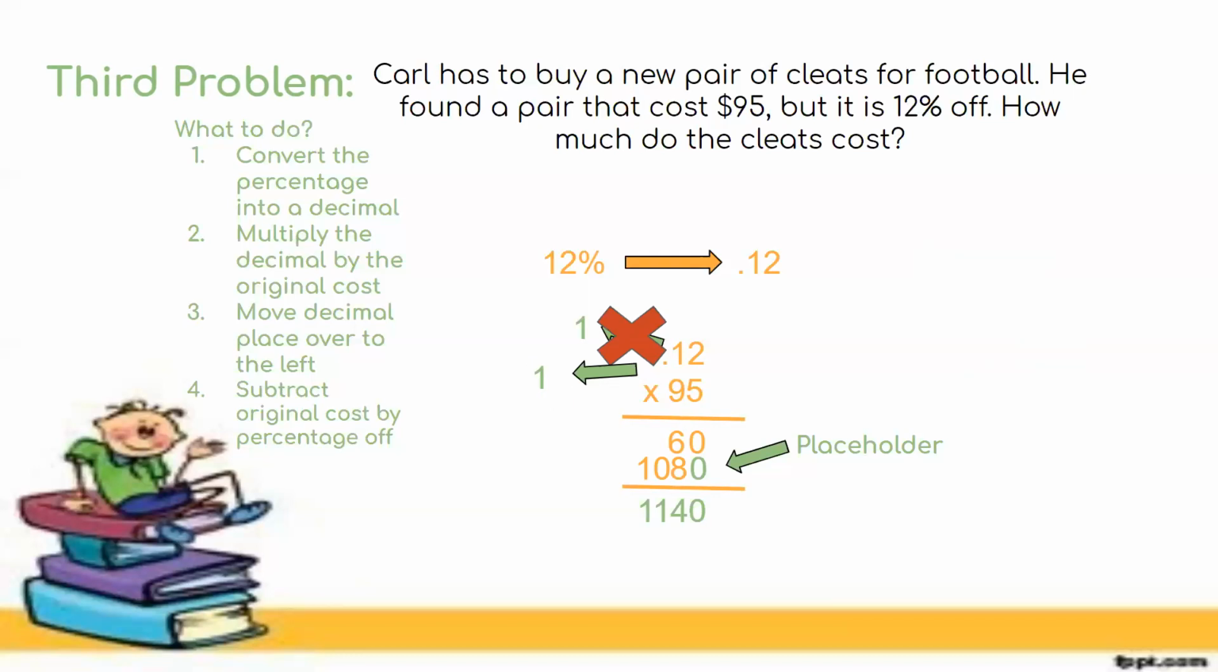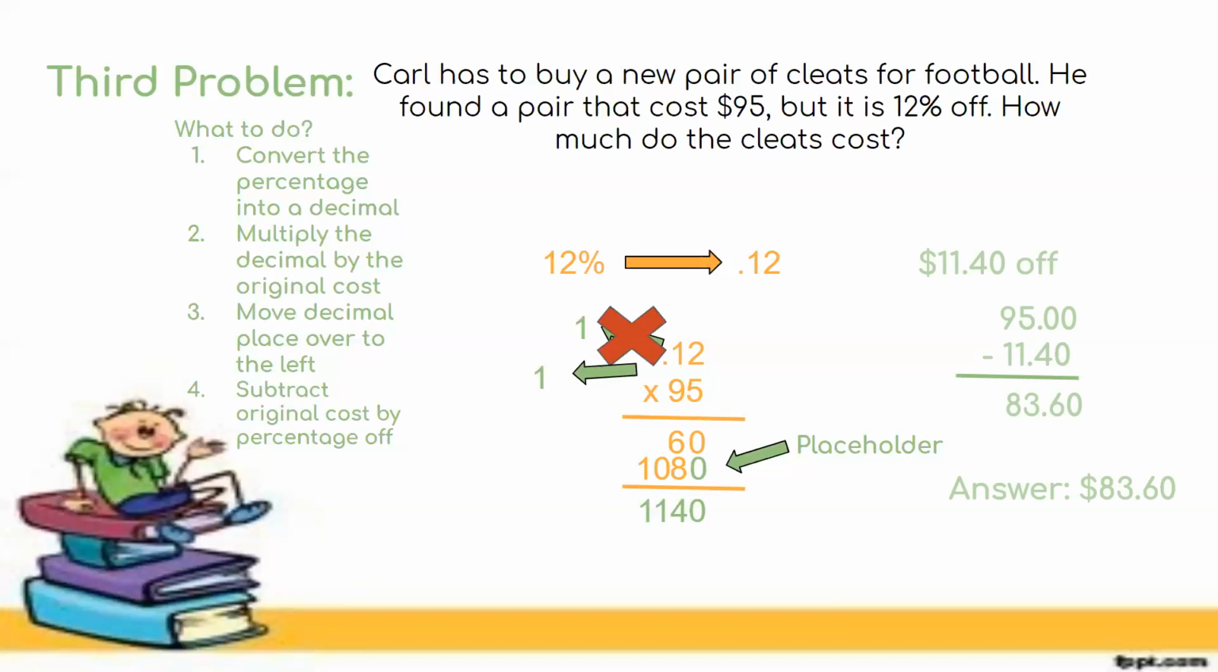You cannot forget about that decimal. If you don't put it in, it will definitely mess up your calculations. So again, here's your whole number. So your decimal is right here, and we'll move the decimal over 1, 2, and this gives you $11.40 off. So now we will subtract 95 minus $11.40. This will give you $83.60. So that is how much the cleats cost. They cost $83.60. So far, not too bad.